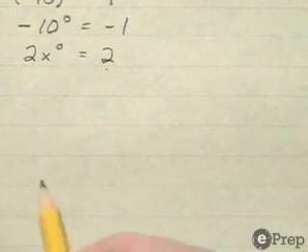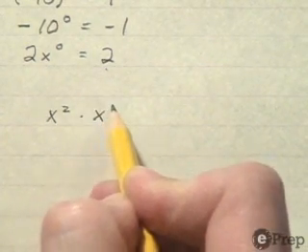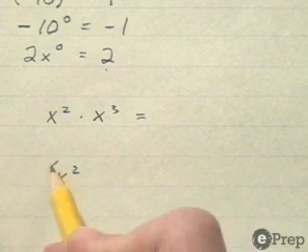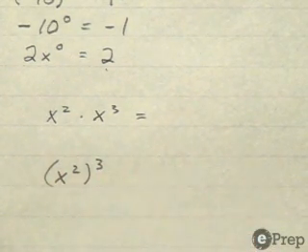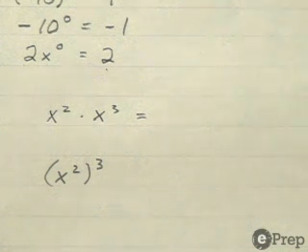A lot of kids get confused in this situation when they see x squared times x cubed, that's one problem, versus x squared being cubed. Okay, they forget the rule. Am I supposed to add or am I supposed to multiply? I'm not sure, I forget. So here's the deal. I just try to remember these two.